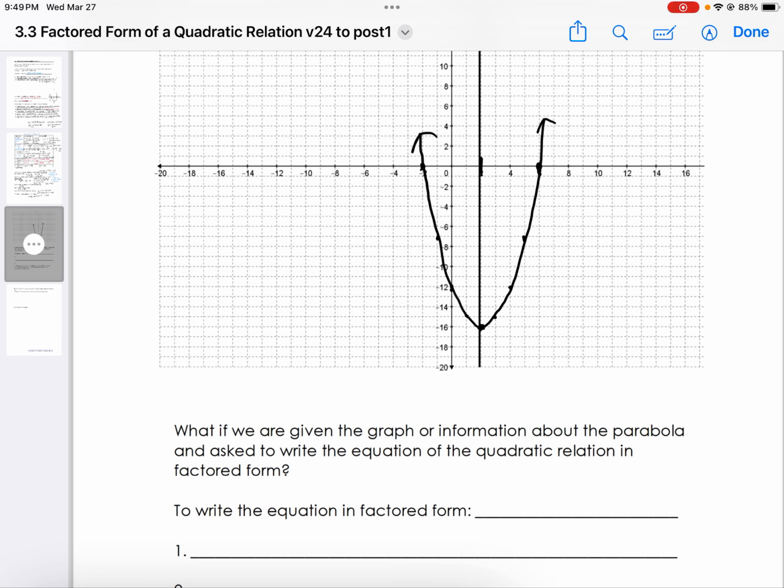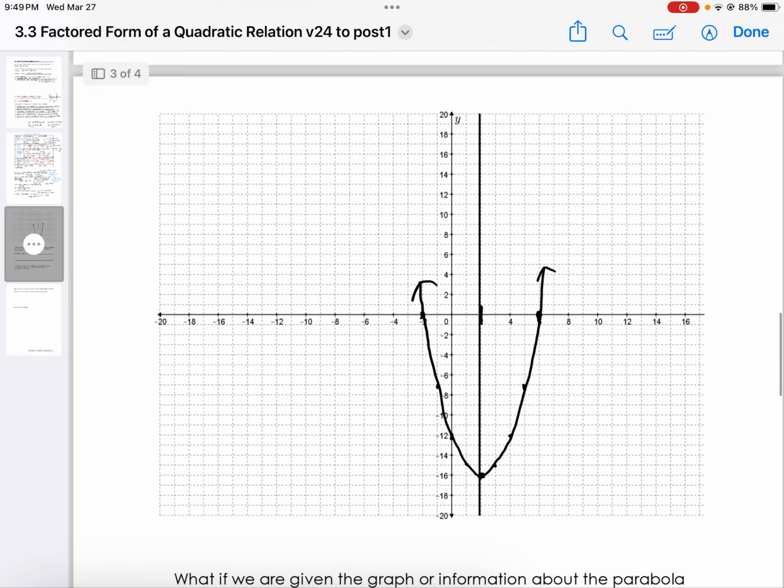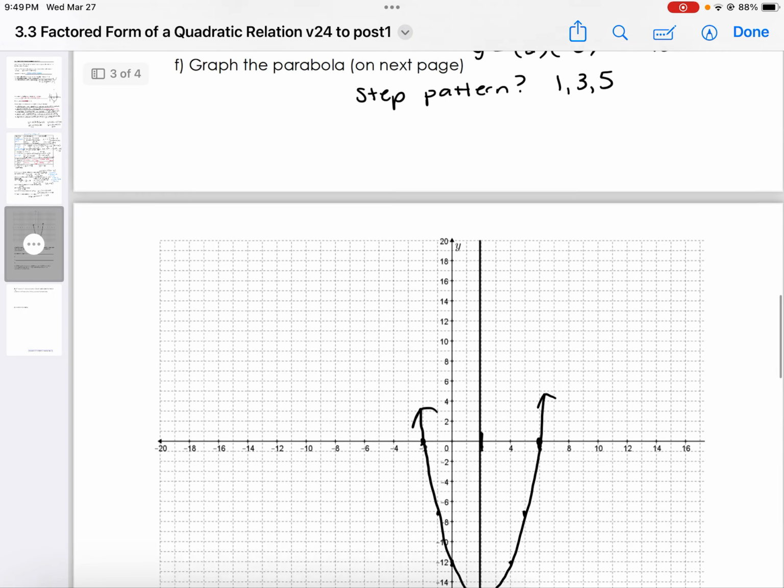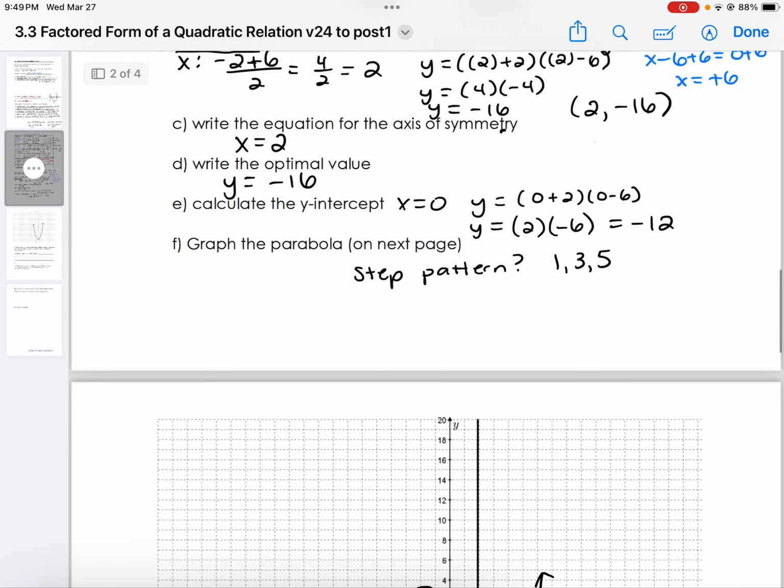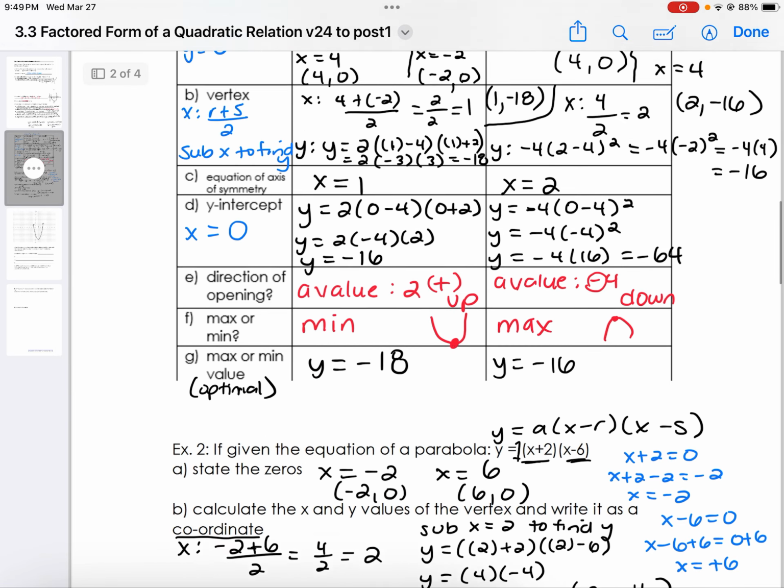So now our equation is beautifully symmetrical around x equals 2. We have the y-intercept of -12. We have the 2 zeros. We have the -2 and the +6. And we can check our step pattern. But when you do the factored form, until we get farther along, you do have to be careful.